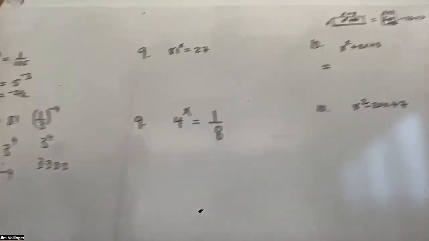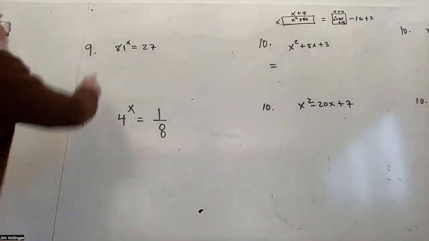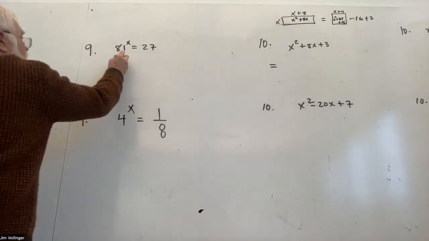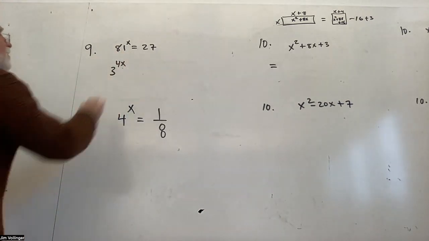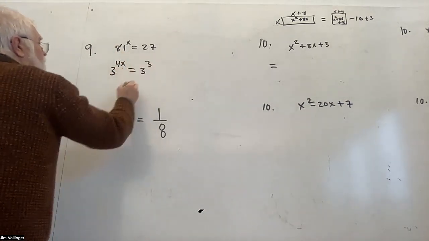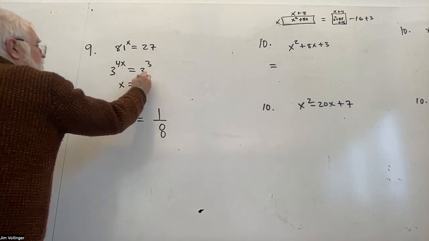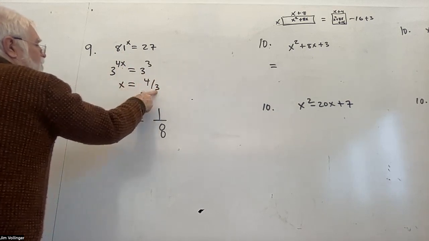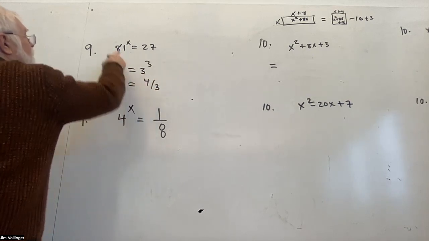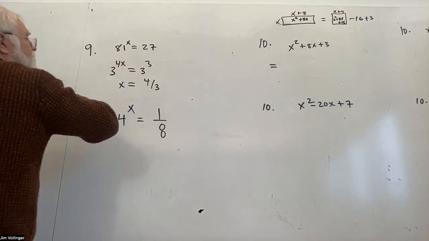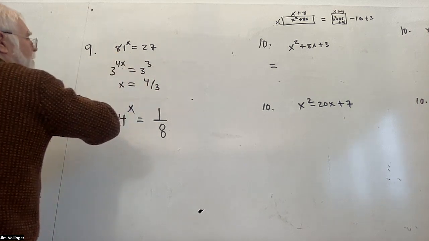Okay, and 81 we just said is 3 to the 4. So why don't we just use that? And say 3 to the 4x equals 3 to the 3. Sure looks like x is equal to 4/3. That's the cube root 4 times. Cube root of 81. Oh, I don't like that.